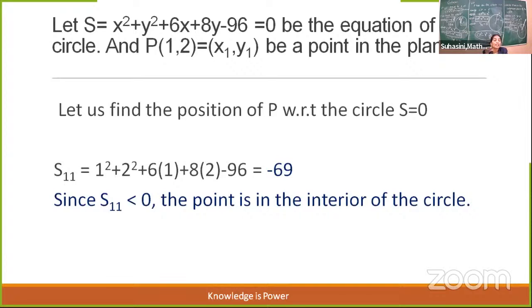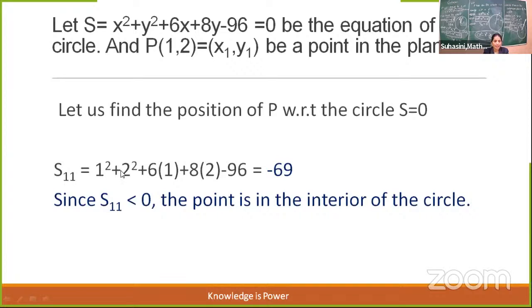And let us find the value of now S11. For that, we need to substitute both the values x and y. In place of x, let us substitute 1. In place of y, let us substitute 2. Then it is 1 square. Instead of x square, now we will write 1 square. Both x values are substituted because it is S11.